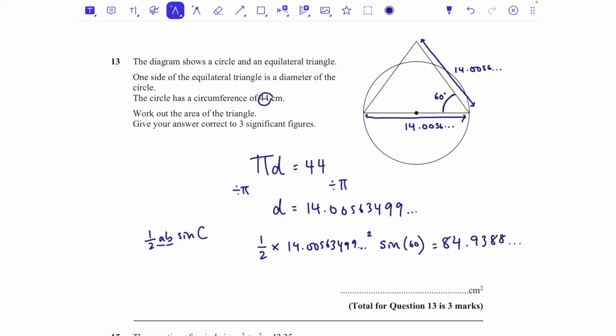84.9388. I want that to three significant figures, so that's going to be 84.9. The next value is 3, so that rounds down. 84.9 would be my answer there.